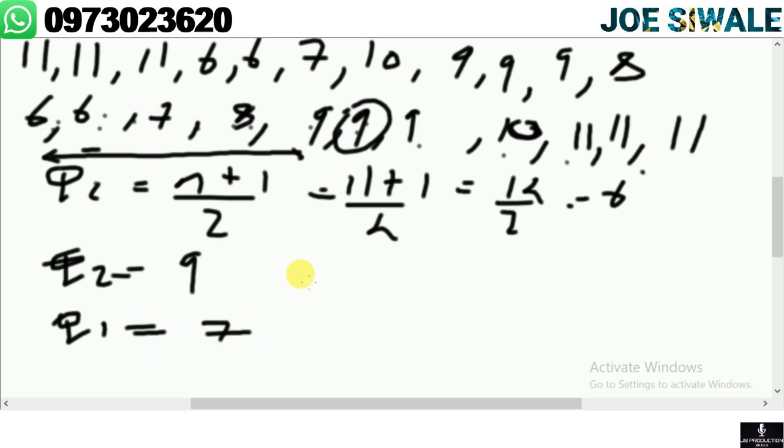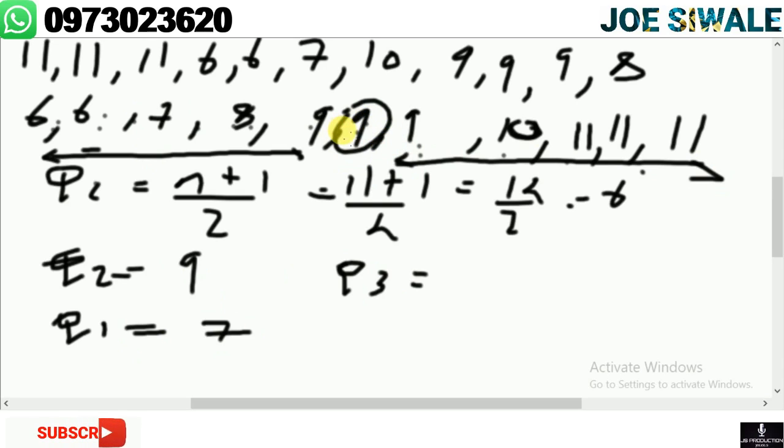Then let us look at our Q3. For the Q3, we are going to do the same. We are going to consider the numbers after our median. So after our median here, we are going to exclude our median, our Q2. So here we're going to consider 1, 2, 3, 4, 5. And since the number there is 5, we can count here 1, 2, and the number which is in the middle is 11. So there our Q3 is 11.